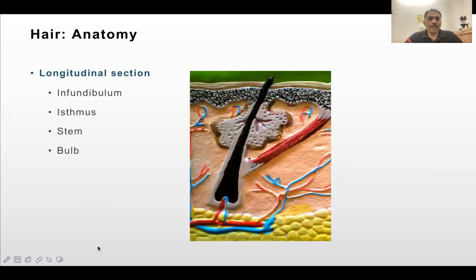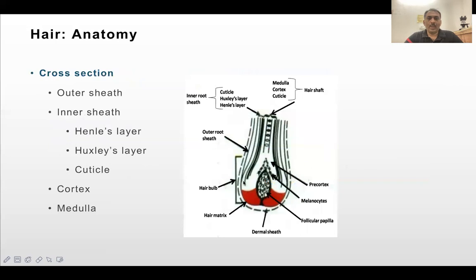This is the anatomical longitudinal section of hair. So this consists of the hair bulb, which is at the bottom, the stem, the isthmus, and the infundibulum portion. This is the cross-sectional structure. The inner part is the medulla and the outer part is the cortex.